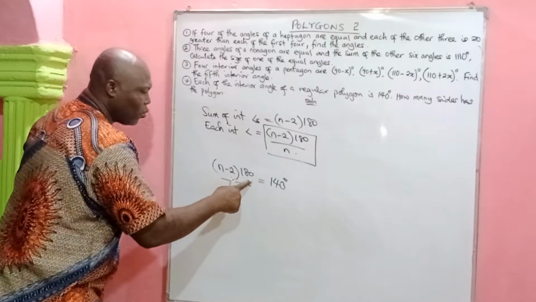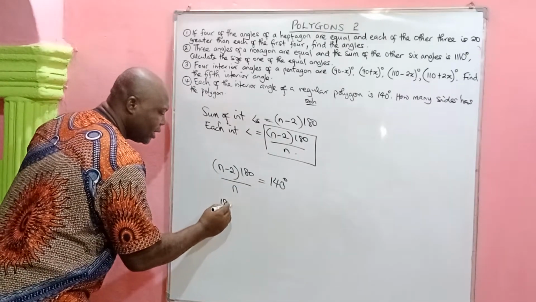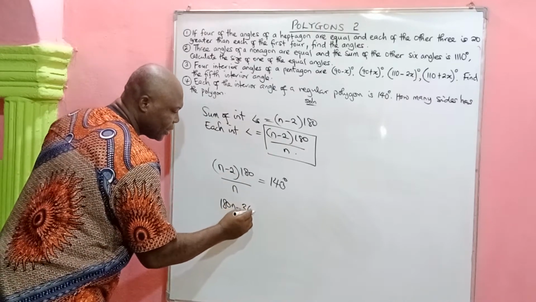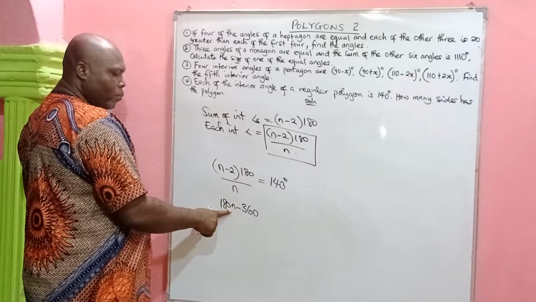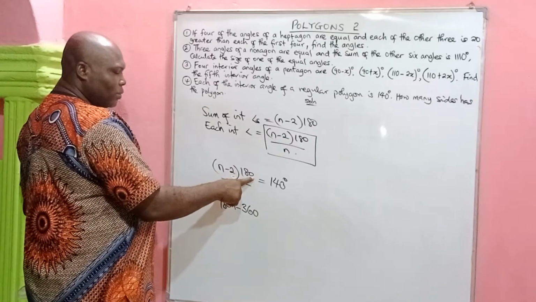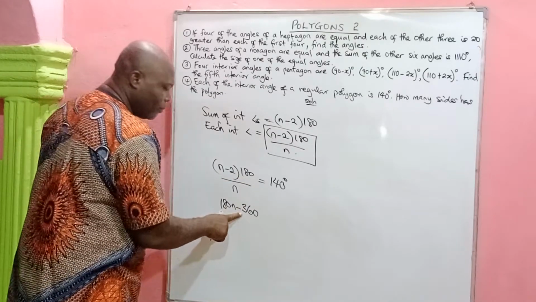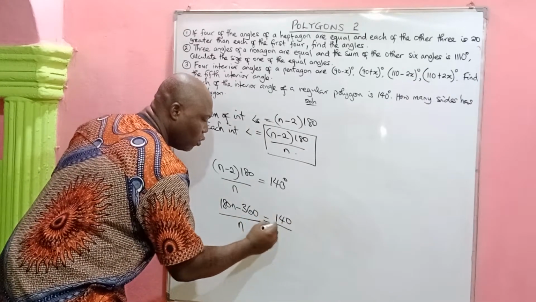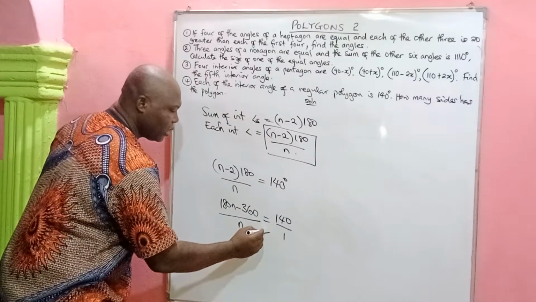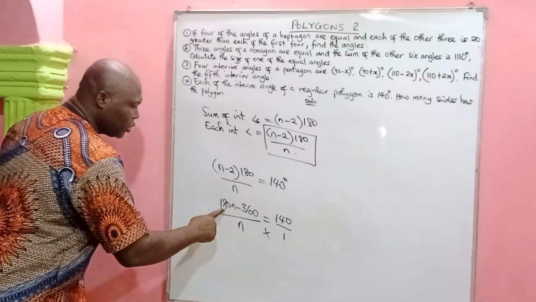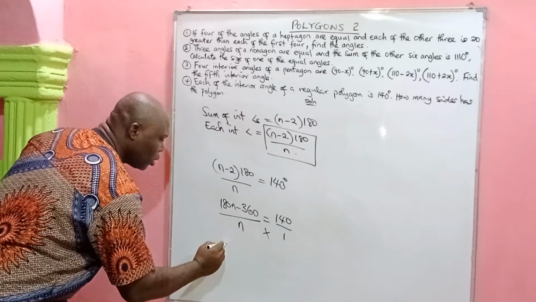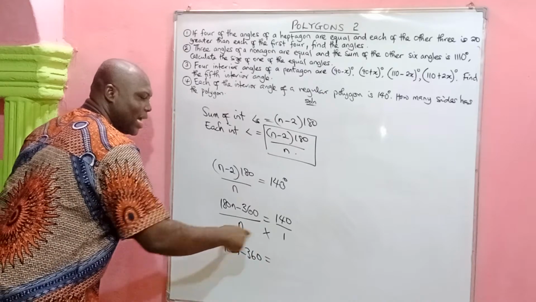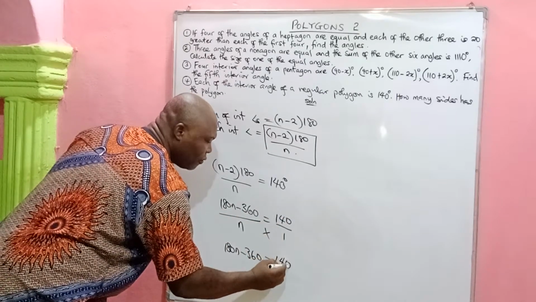So we are going to expand. 180 times n will give us 180n. Minus 2 times 180 will give us 360. I'll take it again. n times 180, 180n. Minus 2 times 180 is minus 360, all over n, is equal to 140 over 1. So we cross multiply. We are going to have 180n minus 360 equal to n times 140, which gives us 140n.